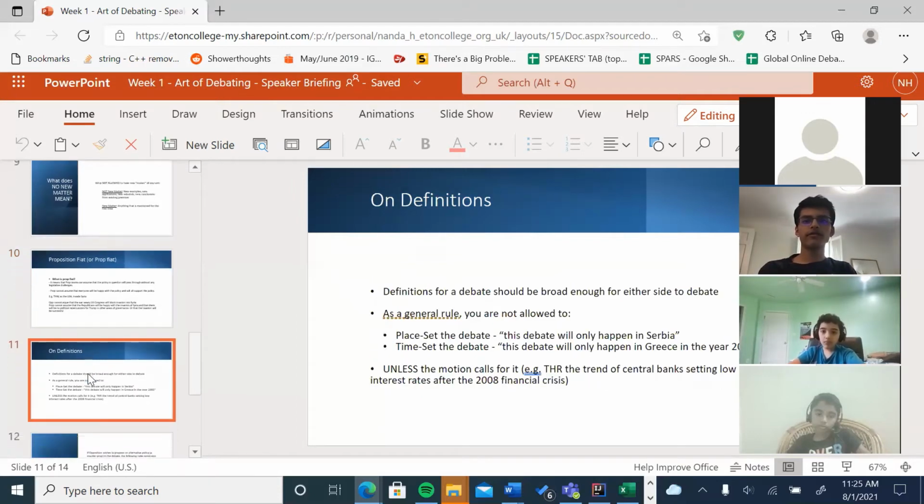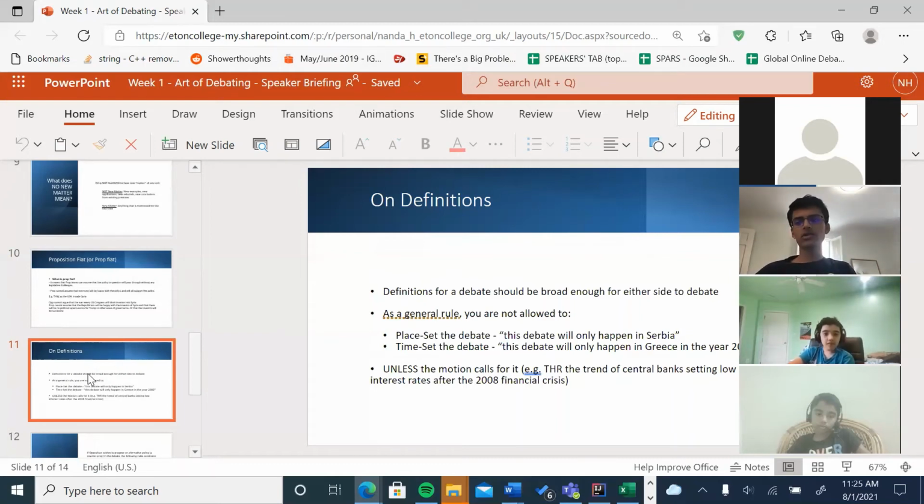Now, just briefly on definitions. This is especially relevant for the first speakers, who will mainly define the debate and explain what the debate's about. Generally, they should just be as broad as possible, because we want debates to be interesting. We want to discuss the widest variety of scenarios that could occur. So there's no sense in limiting the debate to a particular scope in any way.